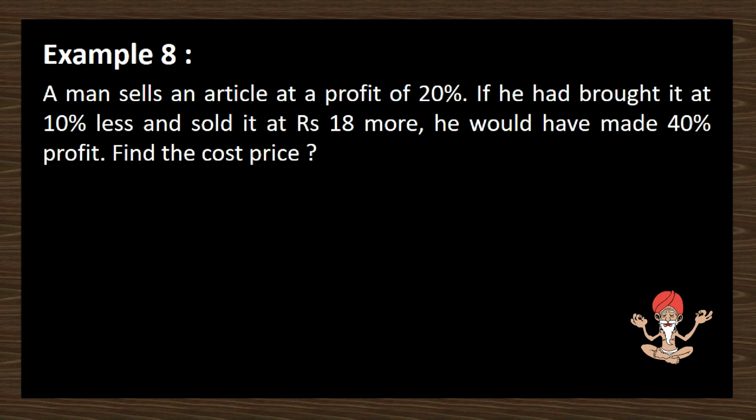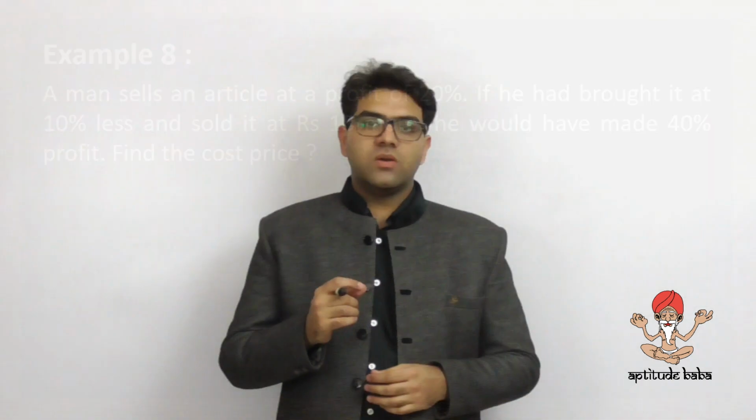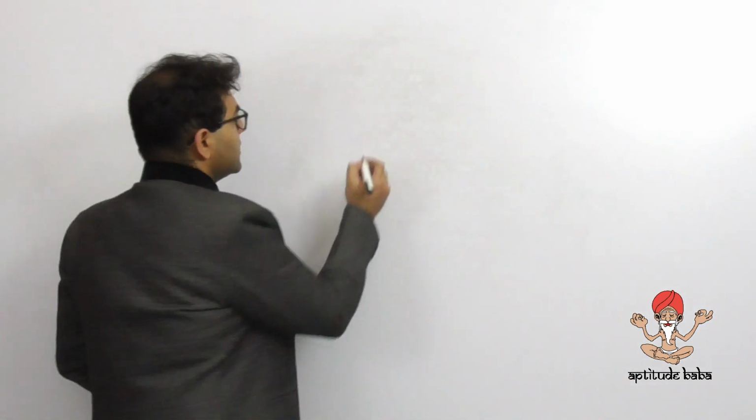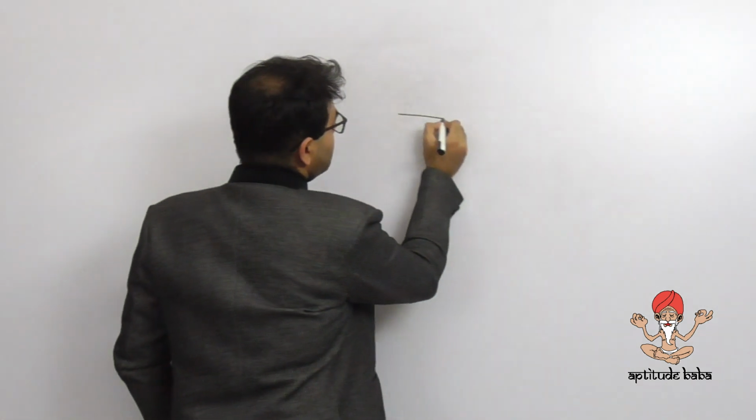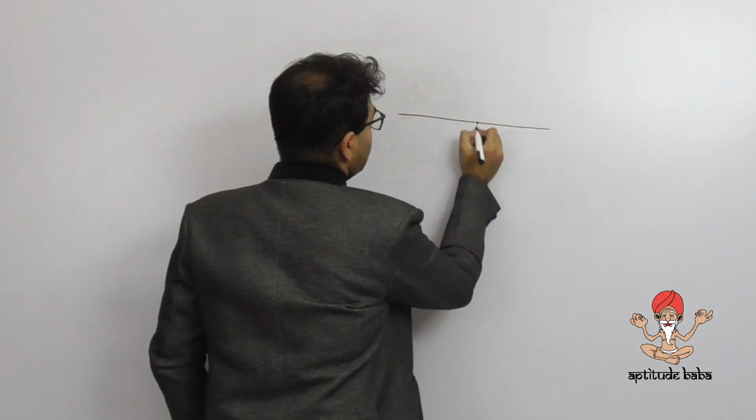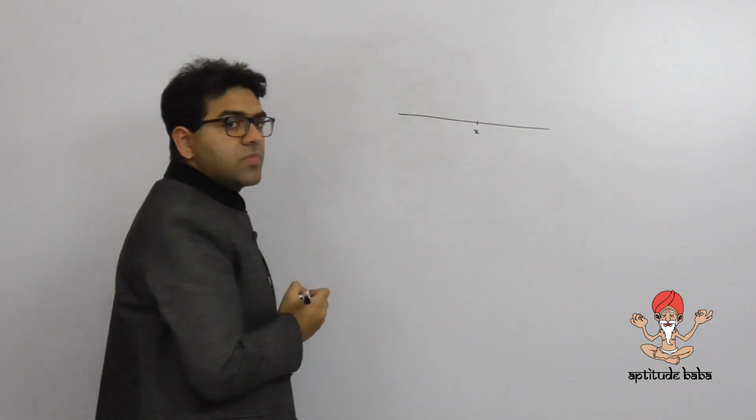A man sells an article at a profit of 20%. If he had bought it at 10% less and sold it at rupees 18 more, he would have made 40% profit. Find the cost price. We can easily solve this question by creating a line diagram for representing my cost price and selling price. I begin the question by creating a line diagram in which I am marking x as my cost price.